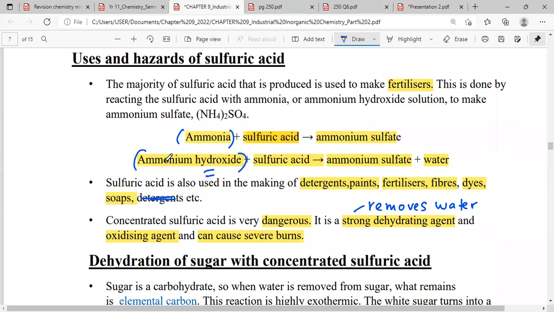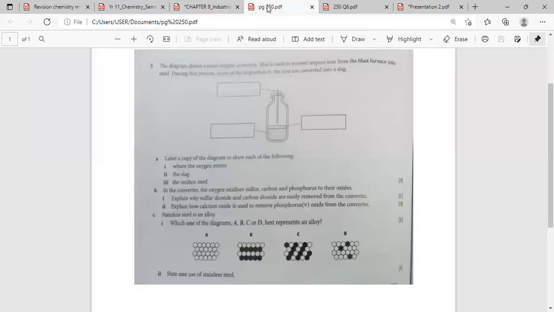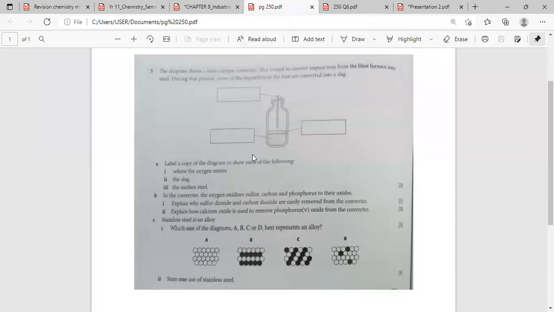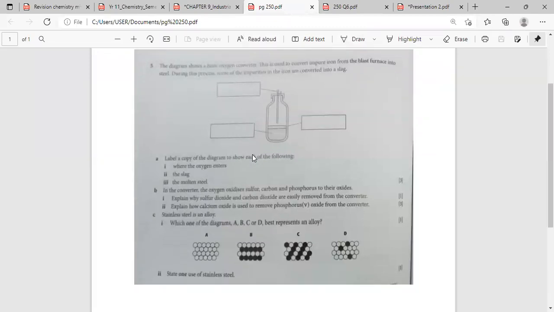Okay, all right. So if no questions, let us move on to the homework part. Previously I asked you to do question number 3 and 4 from page 249 of the textbook. So now you need to answer question number 5 and 6. Let's look at question number 5.